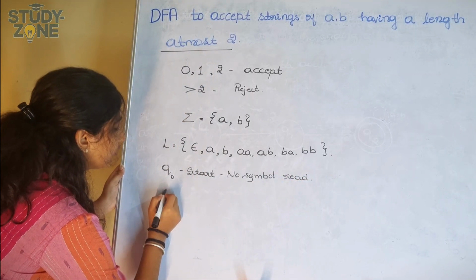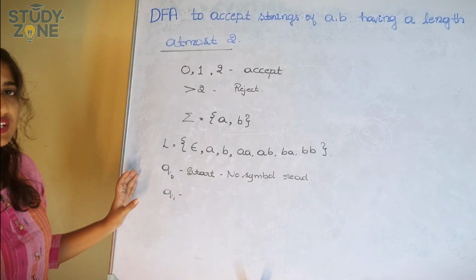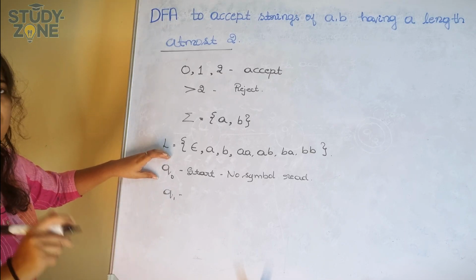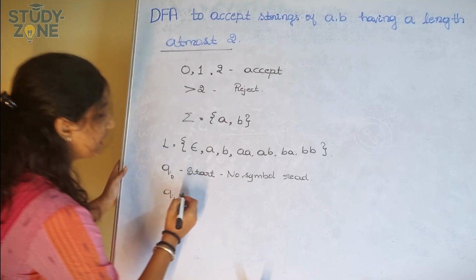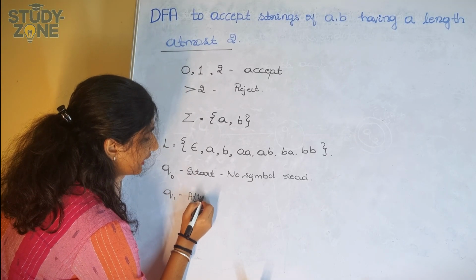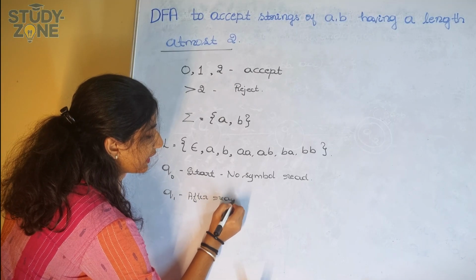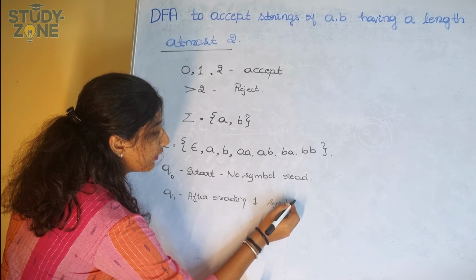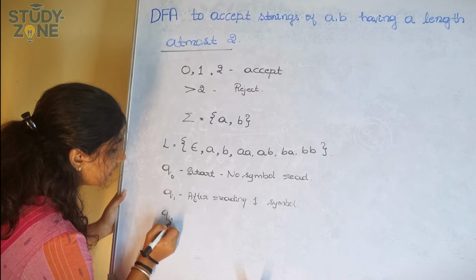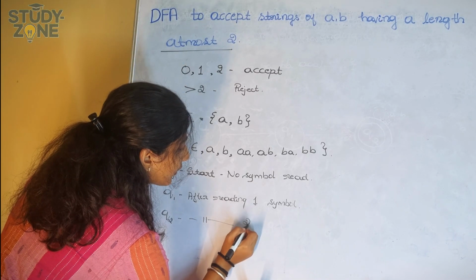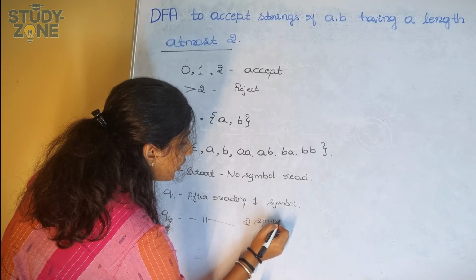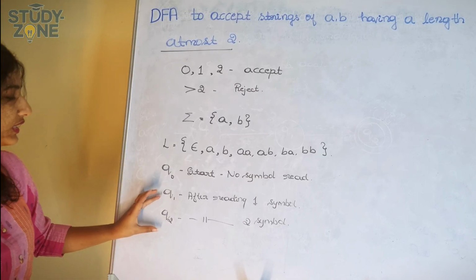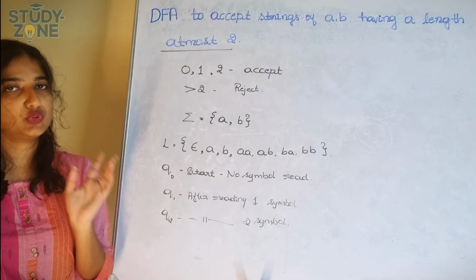Then we have the Q1 state. This is a state which is going to read one symbol, which means we are in Q0 and we will move to Q1 when we read one symbol. So Q1 is the state after reading one symbol. Now we have Q2. Q2 is the state after reading two symbols, which means Q0 on one symbol moves to Q1, and Q1 on one symbol moves to Q2, so Q2 is the state we get after reading two symbols.